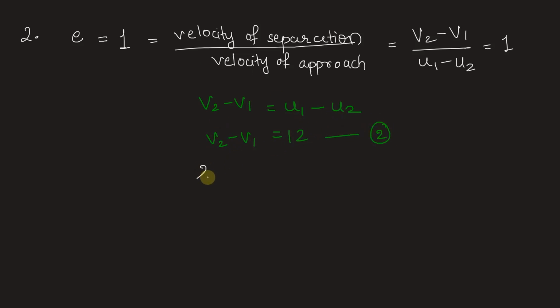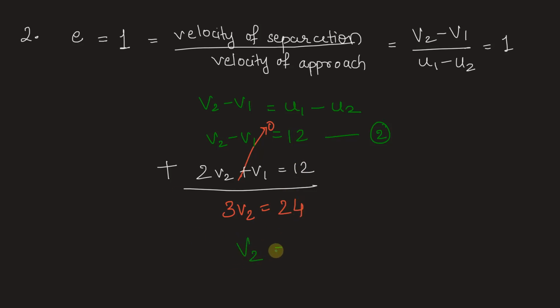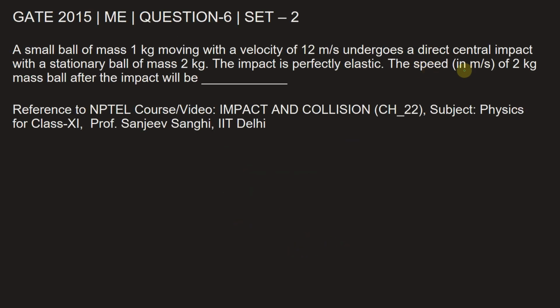The first equation was 2v2 plus v1 is equal to 12. Now we can add these two in order to find out v2 first. So when adding, this term goes to 0, minus v1 plus v1. In the first, here we get v2 plus 2v2 as 3v2 is equal to 12 plus 12 is 24. So solving this further, we have v2 is equal to 24 by 3, that is 8 meter per second. Let's fill in the answer. Speed in meter per second of 2 kg mass ball after the impact will be 8 meter per second.